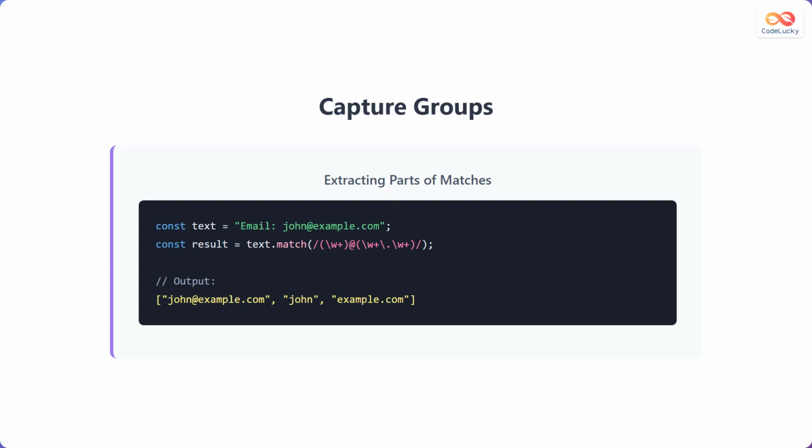Capture groups allow you to extract specific parts of the matched text. Here's how they work. We have a string email, john@example.com. We use the match method with a regular expression that includes capture groups, (\w+)@(\w+\.\w+). The parentheses define the capture groups. The output is an array. The first element of the array is the full match, which is john@example.com. The second element is the content of the first capture group, which is john. The third element is the content of the second capture group, which is example.com.